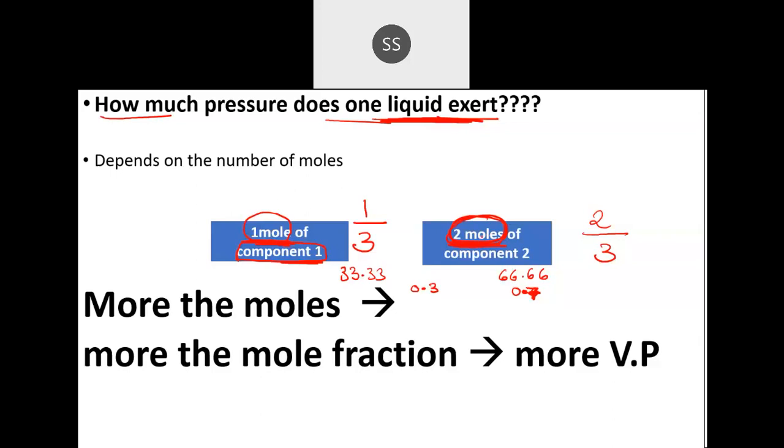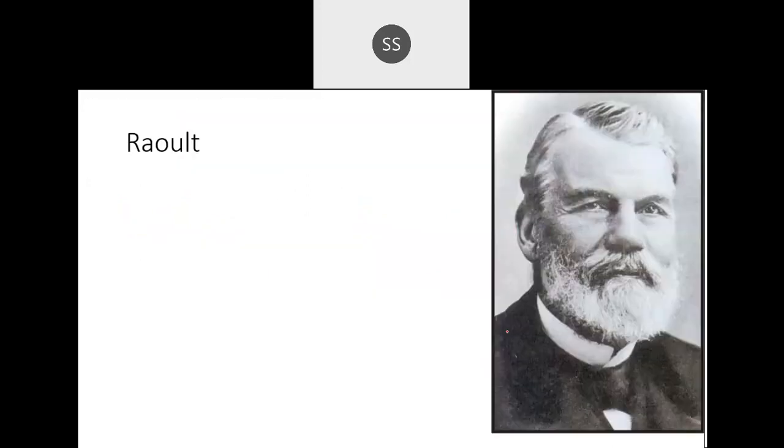Imagine, just taking a normal example, there is one stone, and one male comes over and 2 females come. Females are in larger quantity, so they will exert more. If you want to remove this stone, 2 females are larger in number, so they can exert more force compared to the one male. That's how it is. So remember, the more the number of moles, the more the mole fraction, and if the mole fraction is larger, they will exert more pressure. That was told by Raoult.